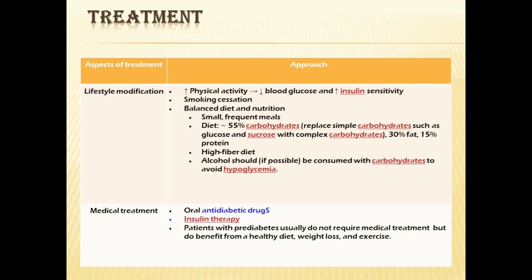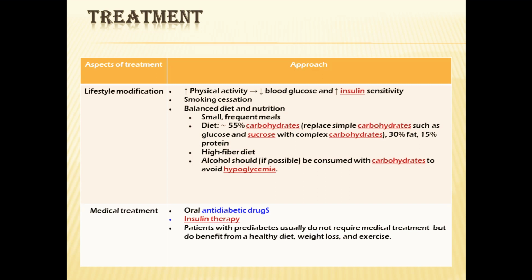Let's look at the treatment aspects. The aspects of treatment: lifestyle modification. We ask the patient to increase physical activity, which will lead to decreased blood glucose and therefore increased insulin sensitivity. Smoking cessation should be advised. Balanced diet and nutrition. Small frequent meals.